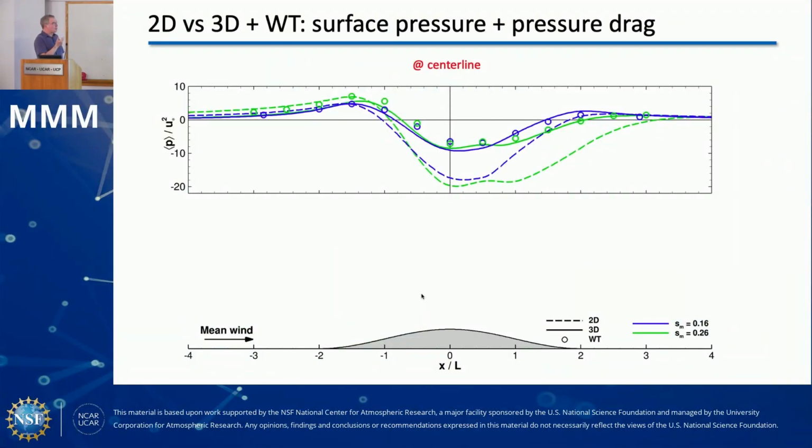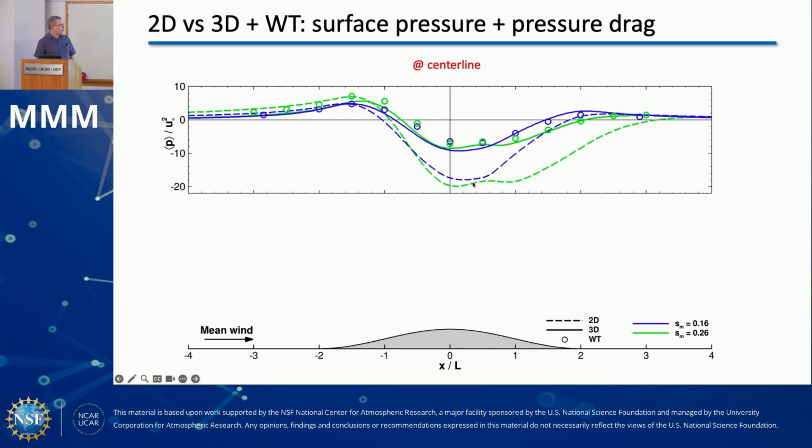So pressure drag being a big piece of the puzzle. Here you see the surface pressure, upwind, and, sorry, where's my mouse? Upwind, this is the base of the hill here, and the crest of the hill here. So you can see that, and these are the measurements from the wind tunnel, matching these solid lines. So you can see that we're actually doing quite well, matching the measurements of the pressure field at the surface.